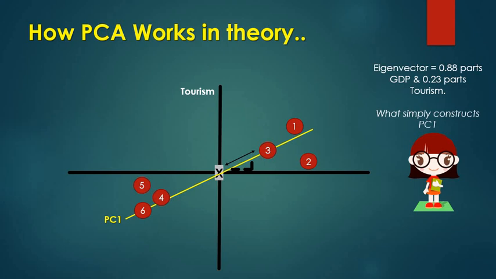And then we have another terminology, which is eigenvector. Eigenvector tells me what constitutes one unit vector of the PC. So the one unit is constituted of 0.88 parts of GDP along with 0.23 parts of tourism. So these components are what constructs one unit vector of PC1. So we call it the eigenvector.